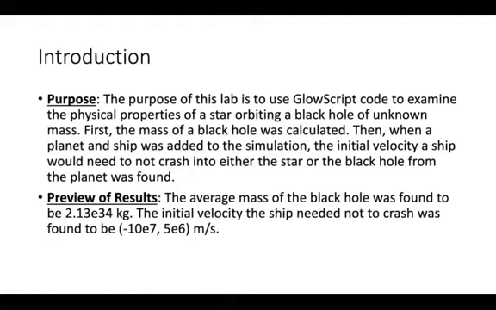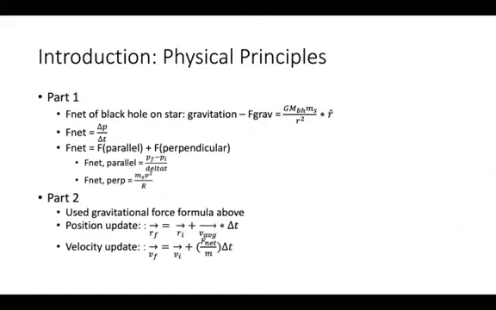Our results were: the average mass of the black hole was found to be 2.13e34 kilograms, and the initial velocity the ship needed not to crash was found to be -10e7, 5e6 meters per second.